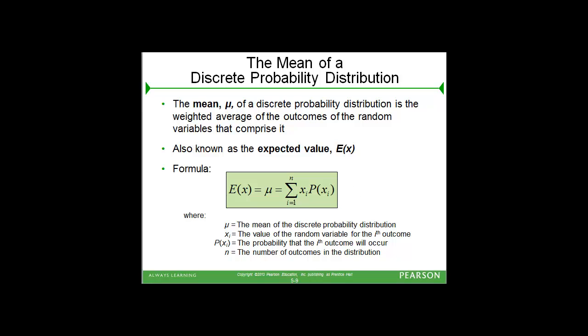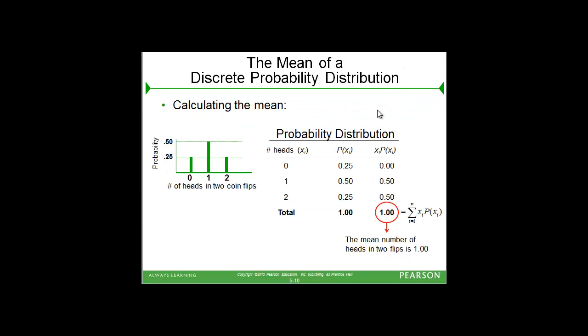Okay, let's check this example to see how we carry out that calculation of the mean of the discrete probability distribution. Here are the random variables xi: x1, x2, x3. Here is the probability of each random variable: probability of x1, x2, x3. Then we multiply them. The product of x1 times the probability of x1 is 0.